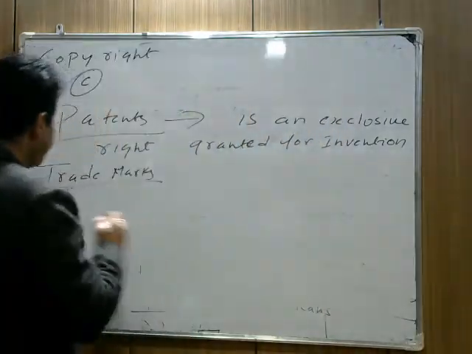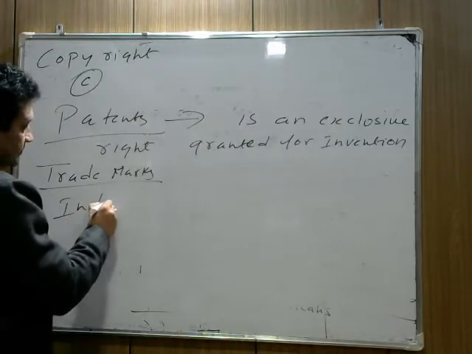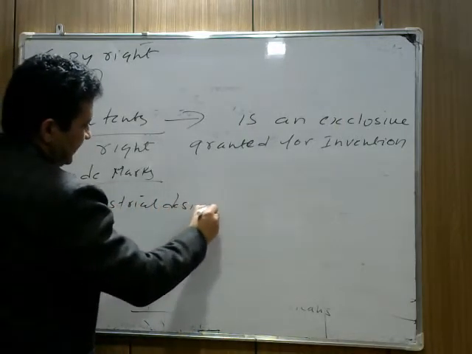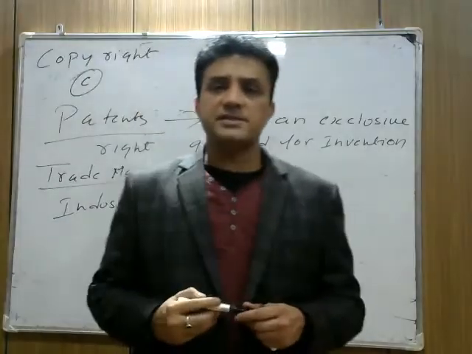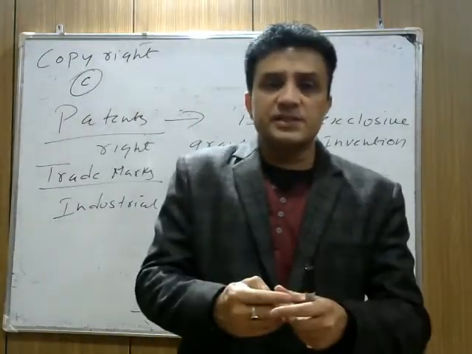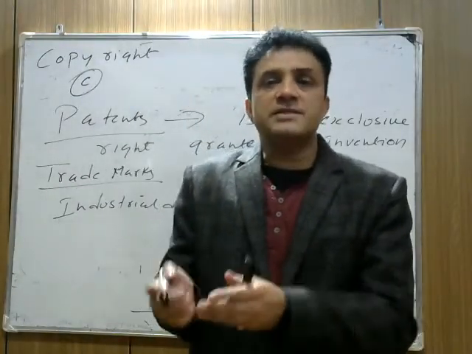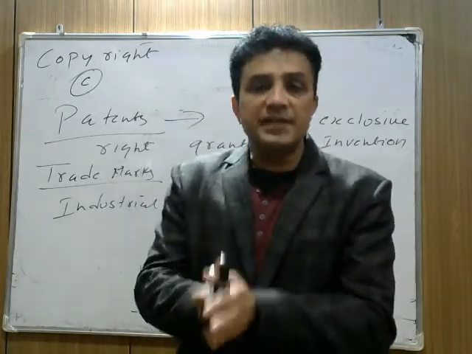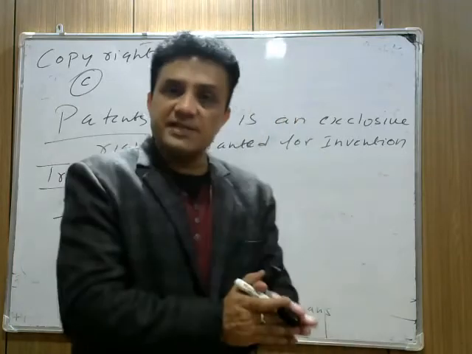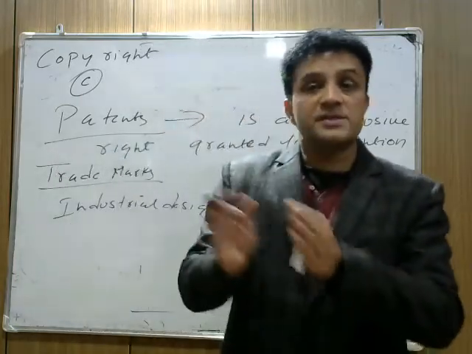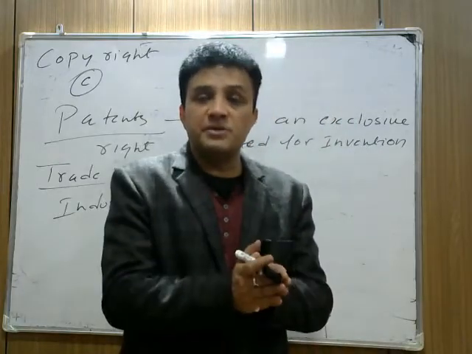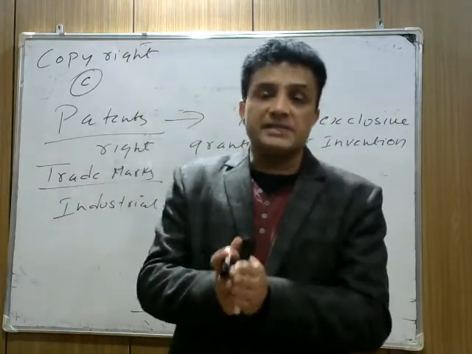Next we come to industrial design. You might have heard what industrial design is. Industrial design constitutes the ornamental aspect or design of an article. A design may consist of three-dimensional features such as the shape or surface of an article or the product, or of two-dimensional features such as pattern, lines or color.